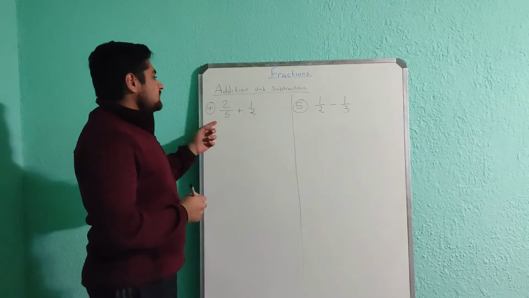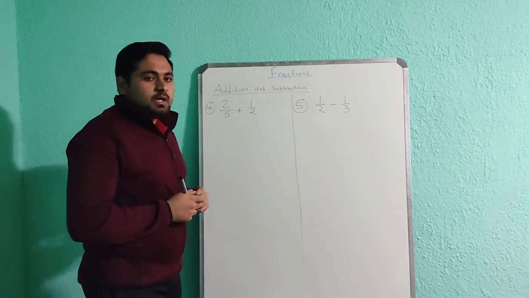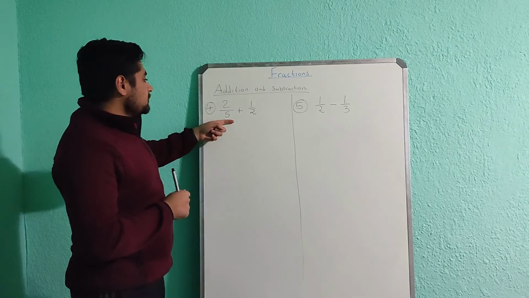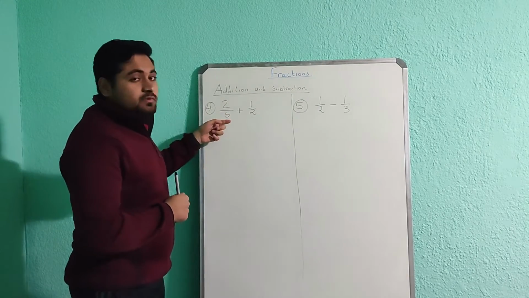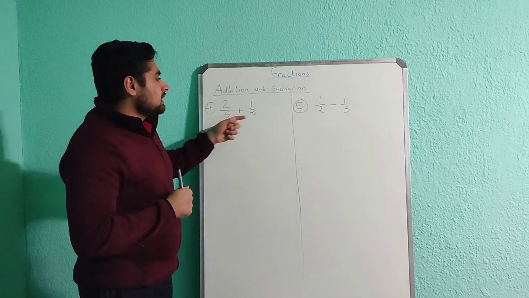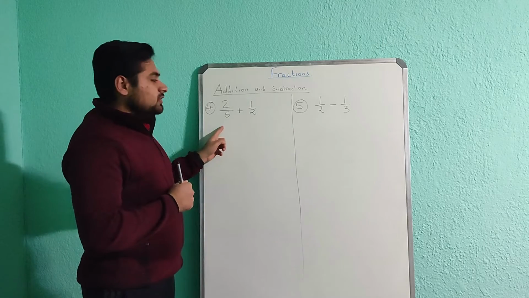Now question 4 says 2 over 5 plus 1 over 2. Again we got different denominators. So what do we do? We go to the first denominator of the first fraction and then we ask, can 5 go into itself? Yes, it can. Once, that too without a remainder. But can 2 go into 5 without a remainder? No, therefore 5 is not the denominator.